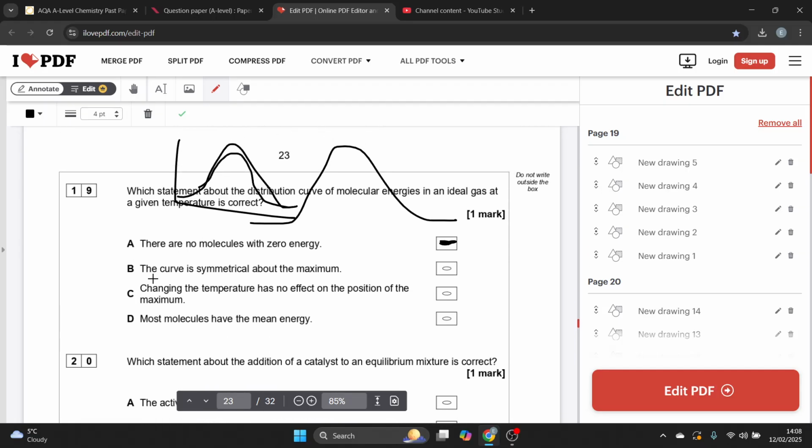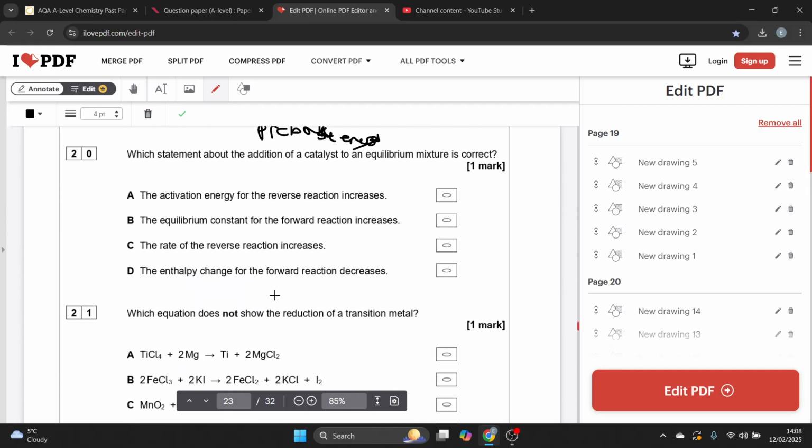Changing temperature has no effect on position maximum. No, most molecules have the mean energy. No, most molecules have the probable energy. So yeah, it must be probable energy.